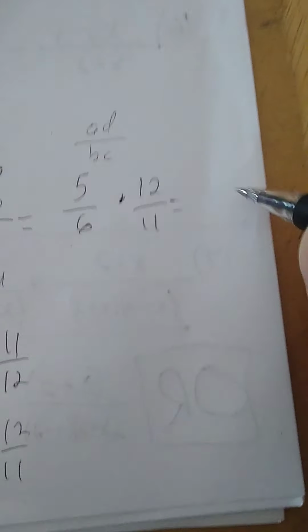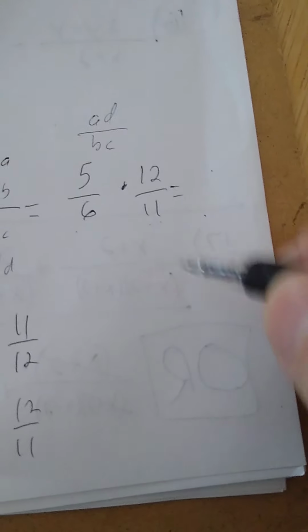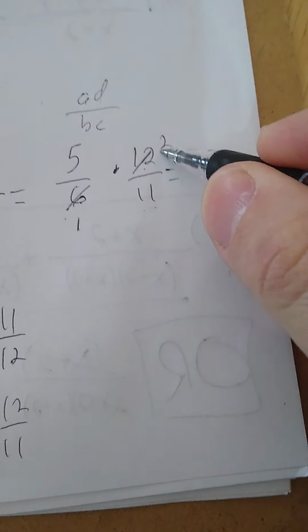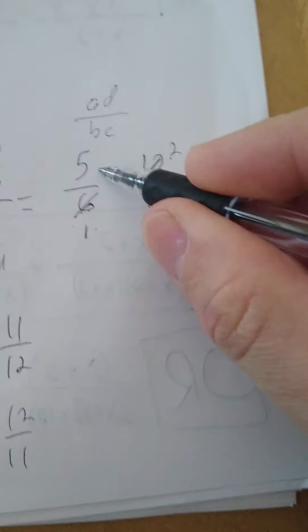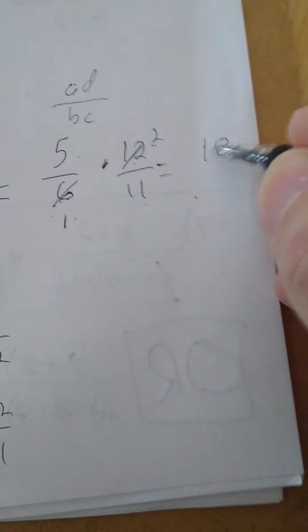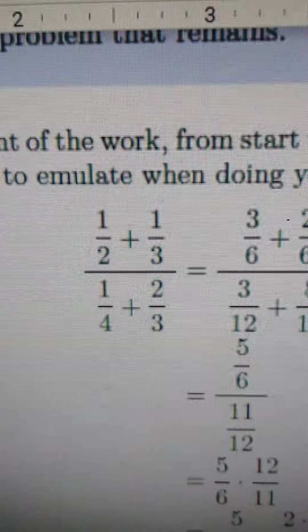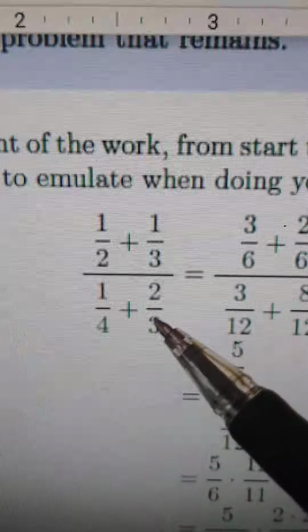Now I can multiply these and make this 60 over 66 and reduce that, but I think it's easier to reduce first if we can. So it's 12 divided by 6 reduces to 2 over 1. 5 times 2 is 10. 1 times 11 is 11. This becomes 10/11. So this whole expression simplifies into 10 over 11. Okay.